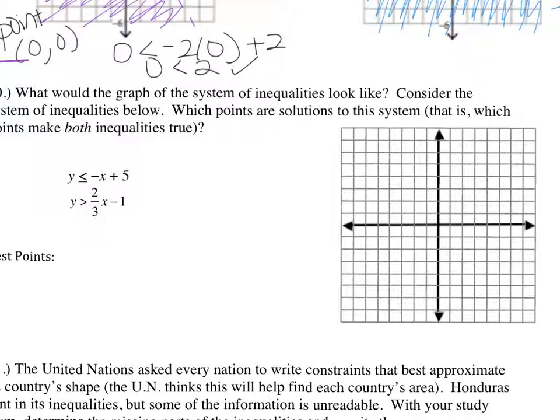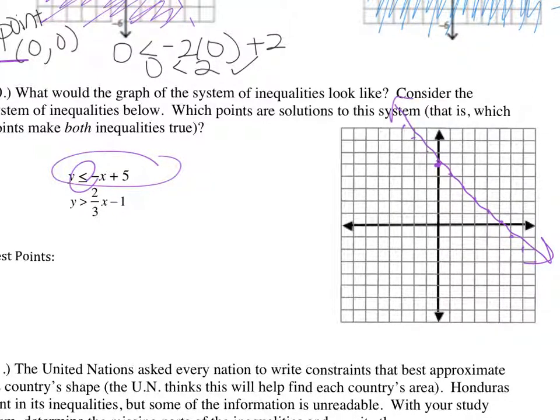So in number 40, we are looking at a system of inequalities. So we're going to start, I'm going to use purple for my first inequality. I have a y-intercept of 5. So I'm going to plot a point, and my slope is negative 1. So I'm going to go down 1 over 1, down 1 over 1. And if I look at my inequality, it is less than or equal to. So this is going to be a solid line. I apologize for my terrible line.